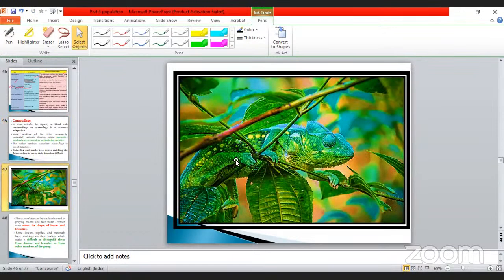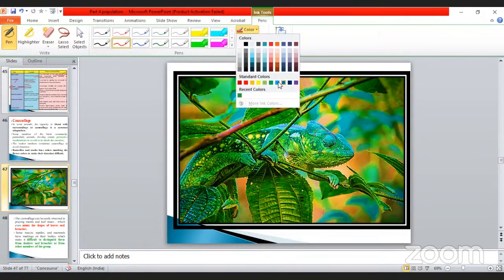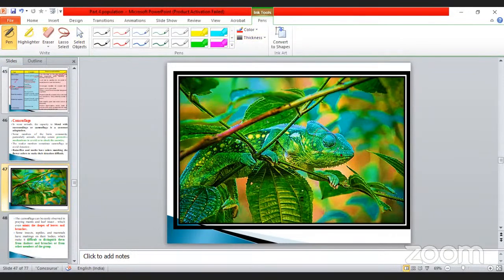See here, this is an example of the chameleon. Okay, but here the color is blue, green, yellow, similar to that of the leaf colors. It can match with the surroundings. This is the chameleon animal. This one is chameleon. Okay, my dear. See, this is the chameleon, isn't it? See the structure.